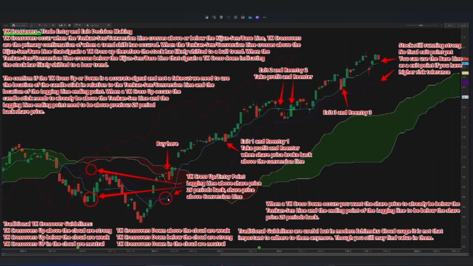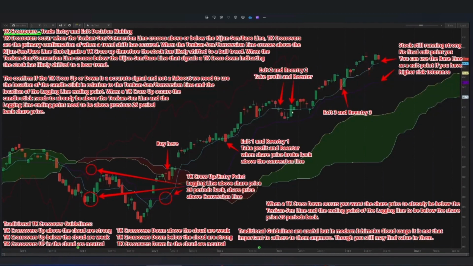So you got a TK crossover to the upside, the lagging line is above previous price action, which is good. Share price is above the conversion line, so you make an entry here. You hold the stock. The candlestick did break beneath that conversion line on that red candle, so you would take profit there. But the very next day, the candlestick did break and close above that conversion line again, the Tenkan conversion line. So you can make another entry, a re-entry, ride that stock all the way up until it broke beneath the conversion line here again, take profit.